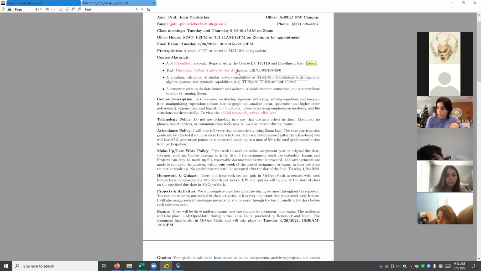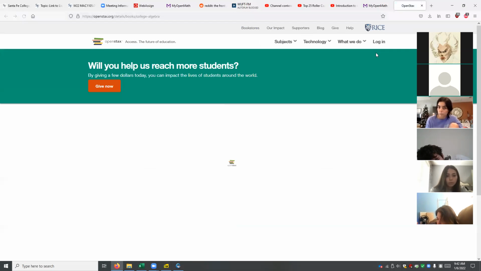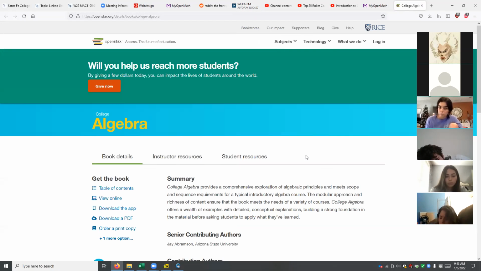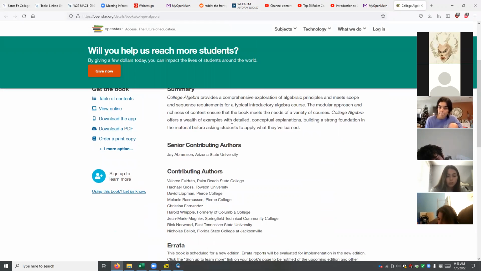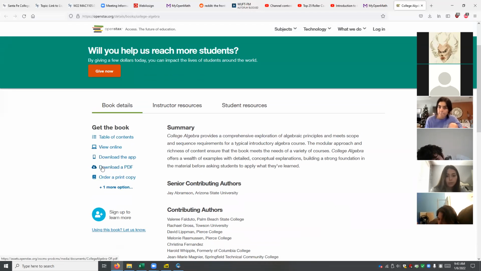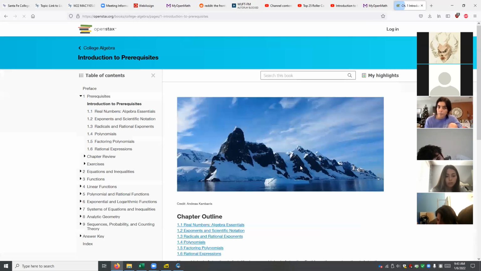The textbook we're using for this class is an open source textbook as well. The goal here is just to get the cost down for you guys. You don't have to pay for an expensive textbook, and you don't have to pay for an expensive access code. You can download a free PDF of the textbook by clicking this link. You can view the textbook online by clicking this link. I'll do that now.